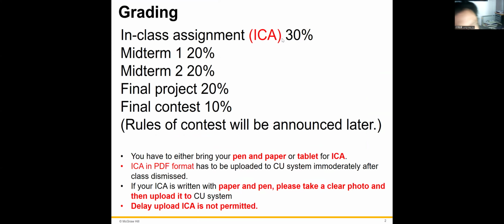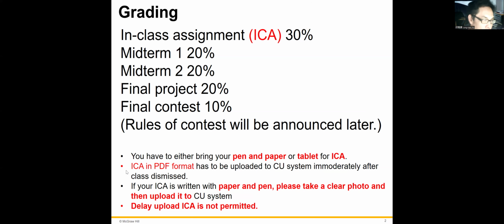For the grading, we're going to have in-class assignments. Most of the assignment you have to take home, but you're going to finish it in class. We're going to have two midterms and one final project that is related to the final contest. We are going to design a semiconductor robotic arm that can convey the silicon wafer from the starting point to the end point. It's a competition. I'm going to announce the rules of the contest later in this course.